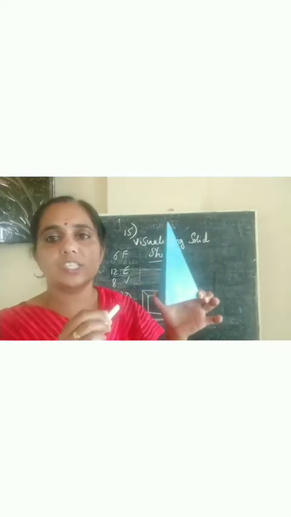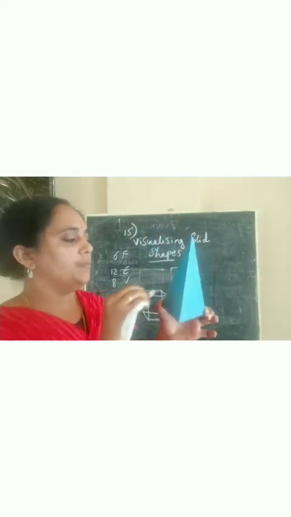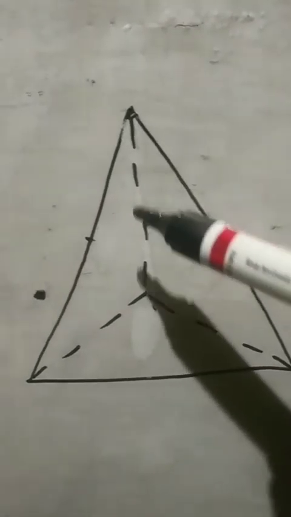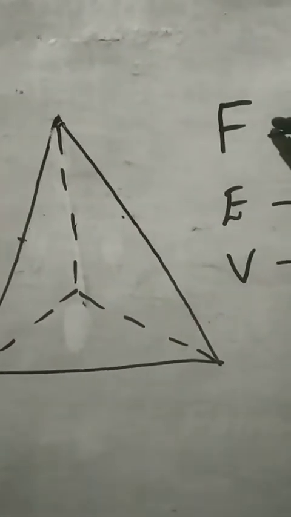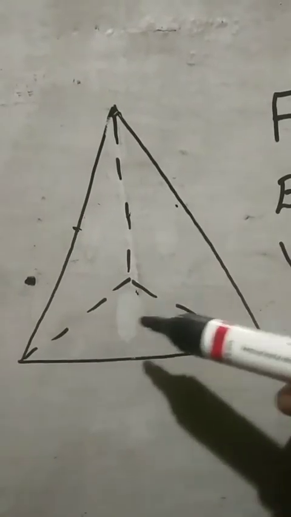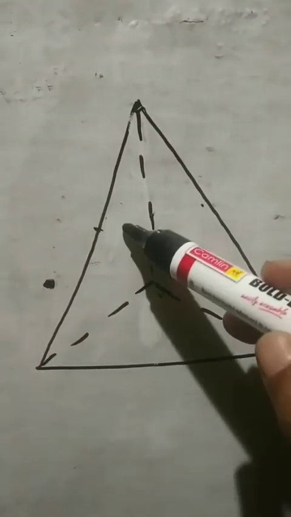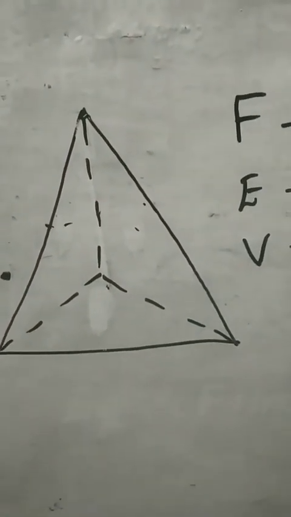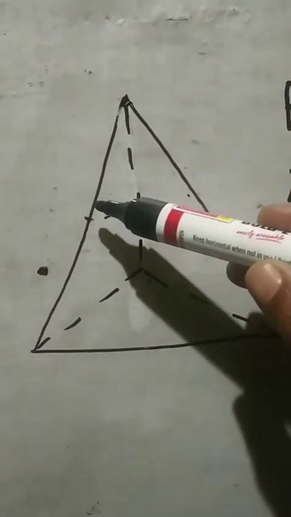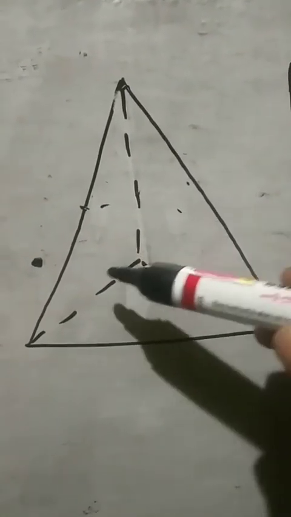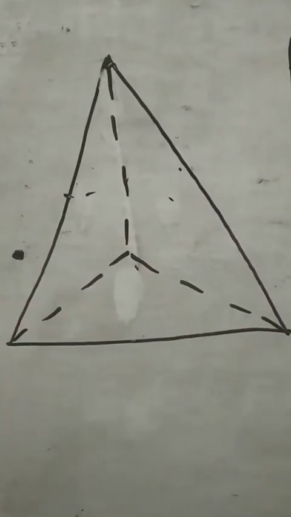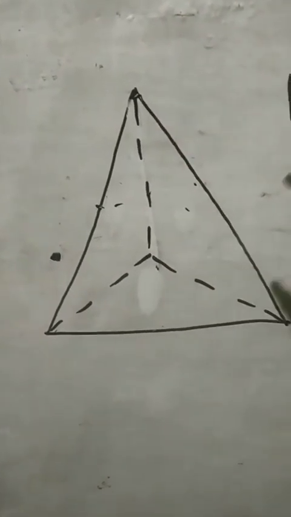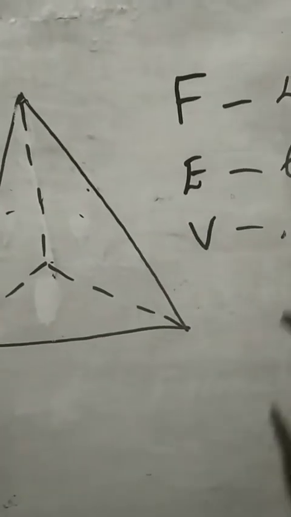Here is another 3D shape, the base looks like a triangle. So we can say this one is a triangular prism. For this triangular prism, we can draw like this. How many faces are there? Here 1, 2, 3. Then one more, that is 4 faces. How many edges? 1, 2, 3, 4, 5, 6 edges. And vertices: 1, 2, 3, 4. 4 vertices are there.